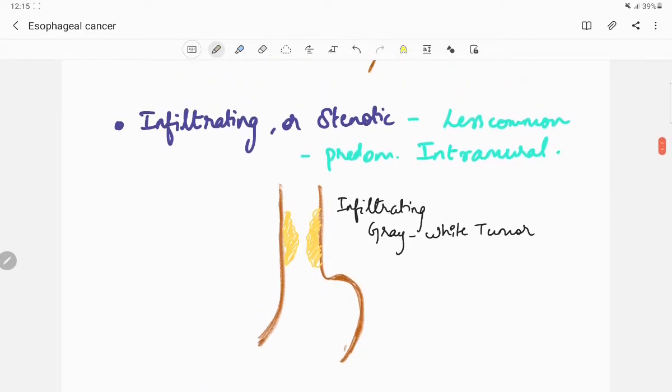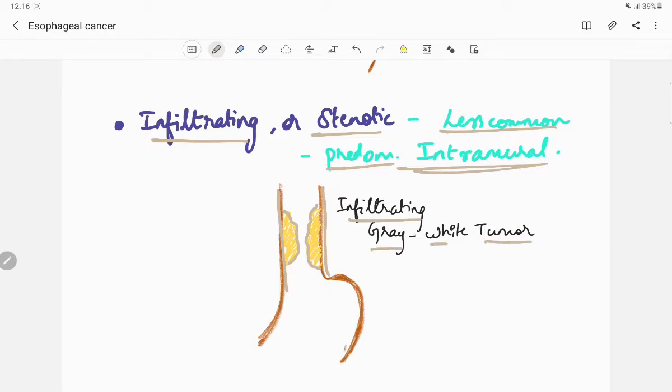The third pattern is infiltrating or stenotic squamous cell carcinoma esophagus. This is less common and it is predominantly intramural. In this case, this is the esophagus and this is the infiltrating or stenotic pattern of squamous cell carcinoma. Here there is infiltrating grey-white tumor.